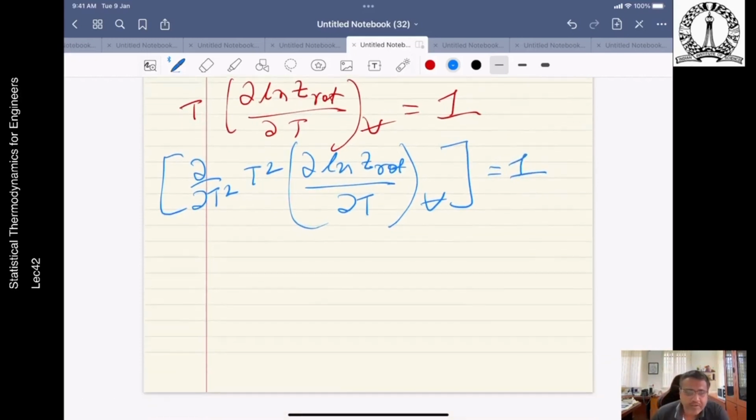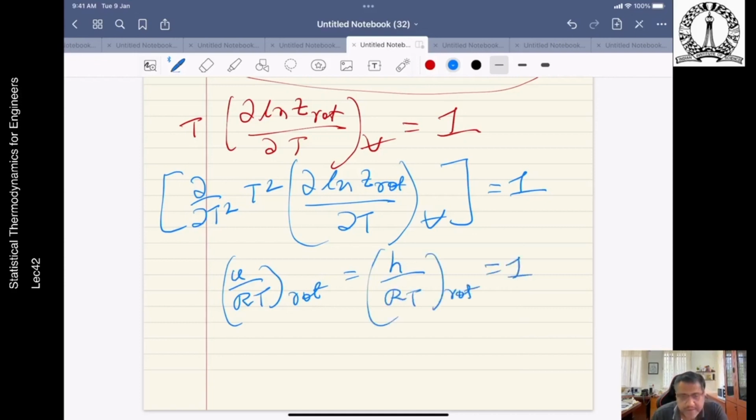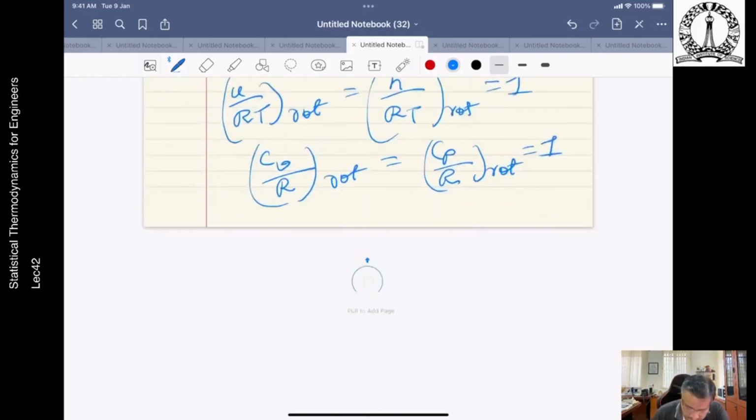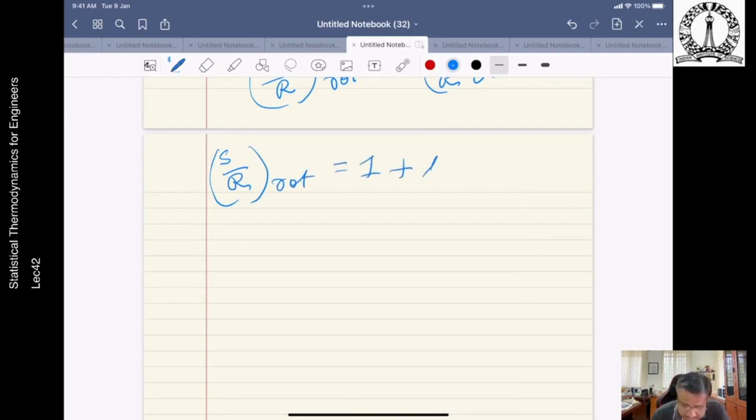So, as for the translational mode, we again replicate the classical results predicted by the equipartition principle. So U by RT rotation is equal to H by RT rotation is equal to 1. Then, of course, CV by R rotation is equal to CP by R rotation is equal to 1. And the rotational contribution to entropy therefore becomes S by R rotation is equal to 1 plus ln T by sigma theta r.